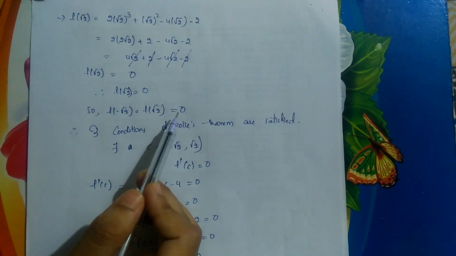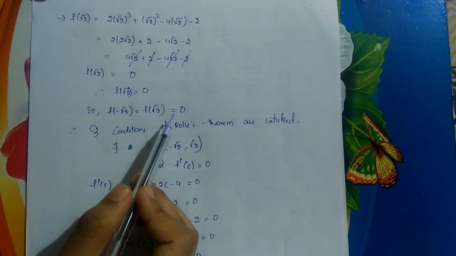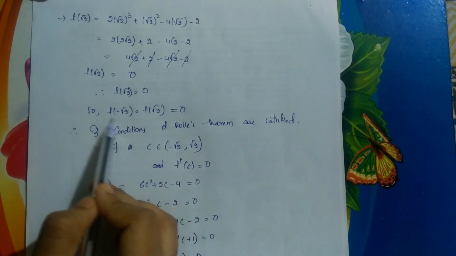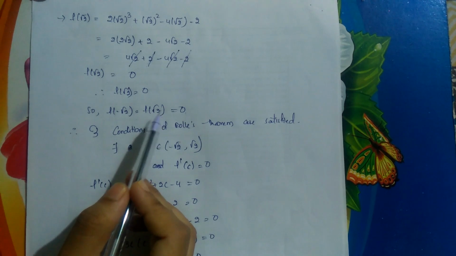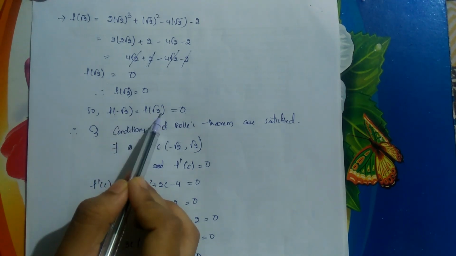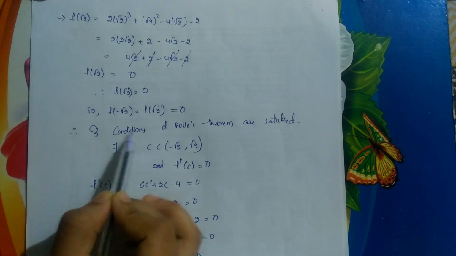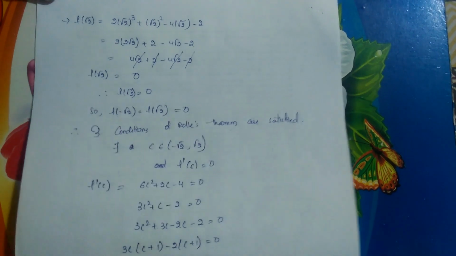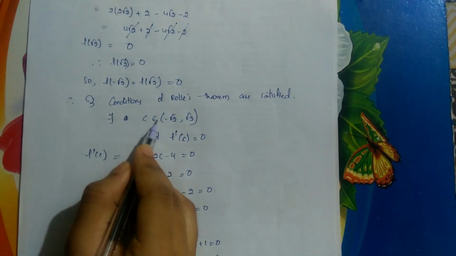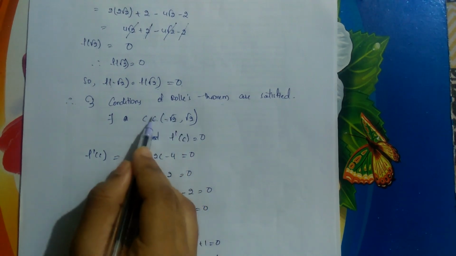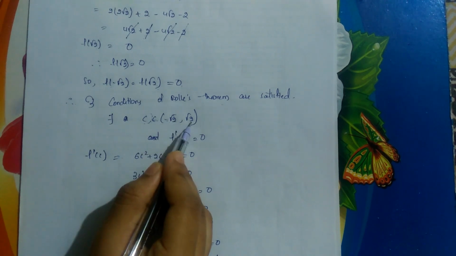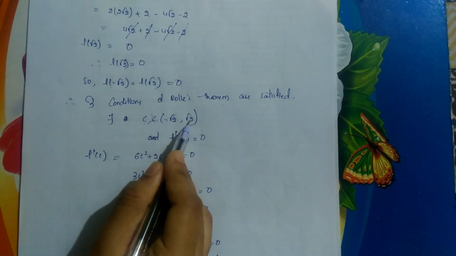The first condition is satisfied, that is it is a continuous function, and the second condition is also satisfied, it's differentiable and we get a finite value. The third condition is also satisfied, that is f of a will be equal to f of b, that is f of minus root 2 is equal to f of root 2. So therefore we write a statement, three conditions of Rolle's theorem are satisfied, and we have to solve further such that c belongs to minus root 2 comma root 2. It means there exists a point c which lies somewhere in between minus root 2 and root 2.